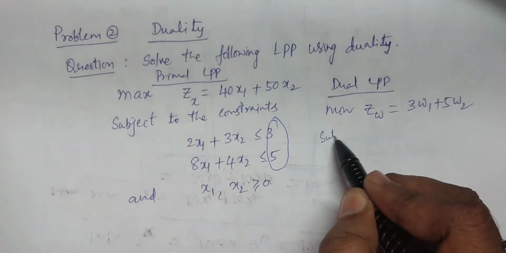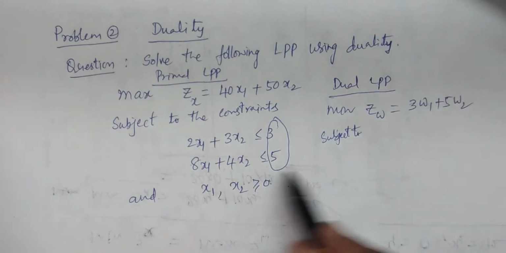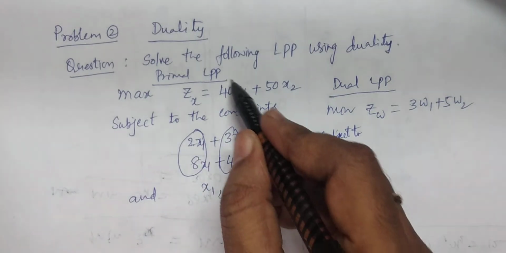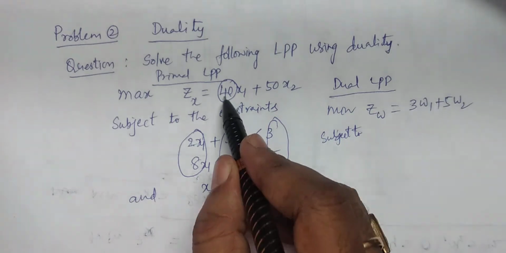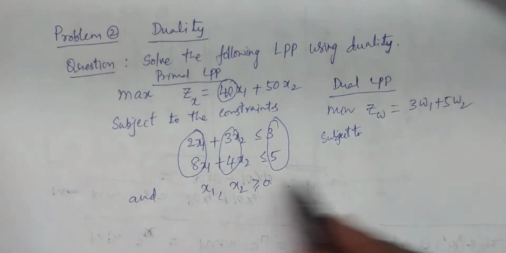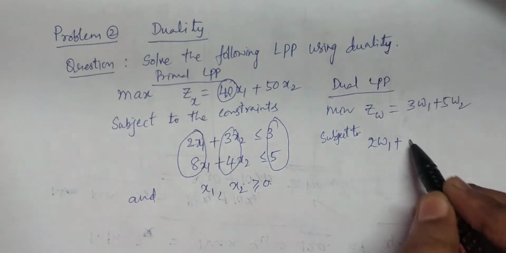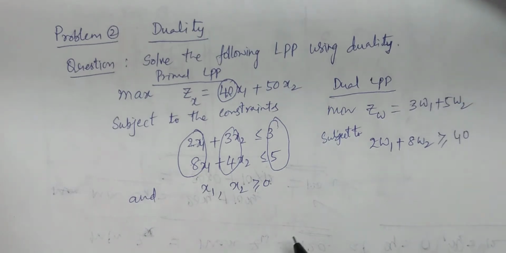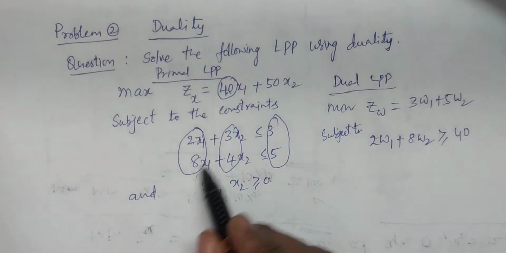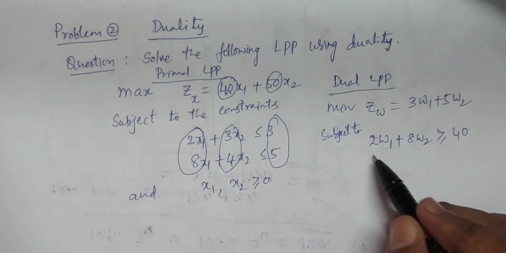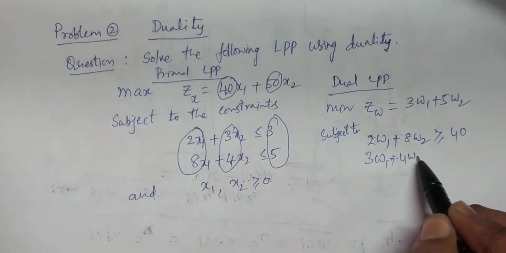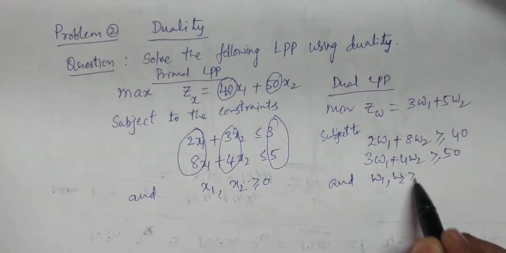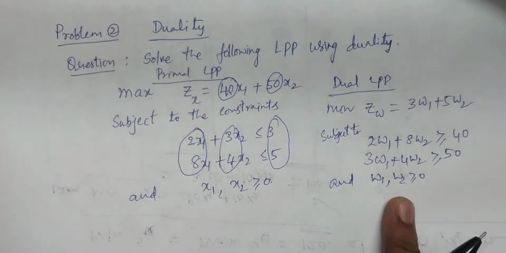Now you consider the constraints. The constraints are going to be the transpose of the coefficient matrix. First of all, this 2, 8 and 40. The objective function's right hand side constant becomes the right hand side constants. So 2 omega 1 plus 8 omega 2 greater than or equal to 40. That is the first constraint. The second constraint, 3 and 4 with 50, that is 3 omega 1 plus 4 omega 2 greater than or equal to 50, and omega 1, omega 2 are greater than or equal to 0. So this is the dual linear programming problem.